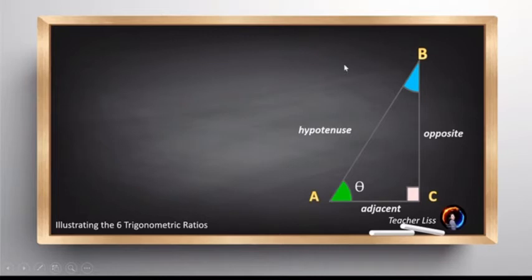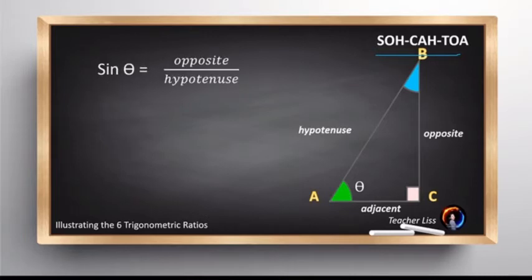Let's go back to our right triangle ABC. Just remember your mnemonic pattern SOH-CAH-TOA and sine theta. This one stands for opposite over hypotenuse.